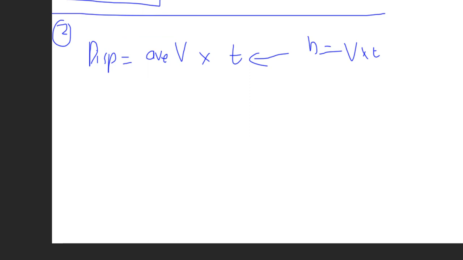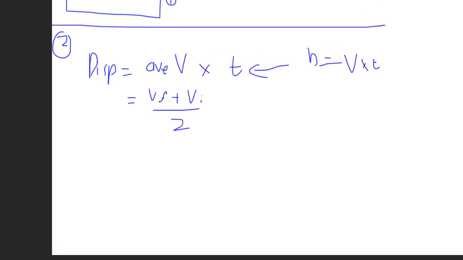Now the average velocity is the final velocity plus the initial velocity over 2. That's how we get the average. So you just put it back times t there, beautiful, like that.